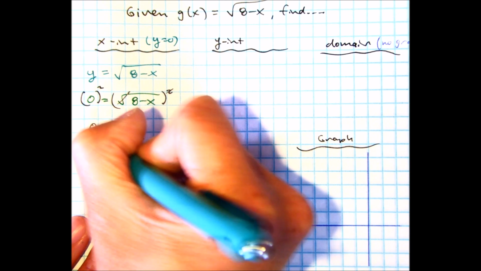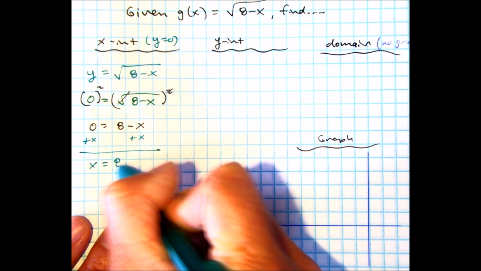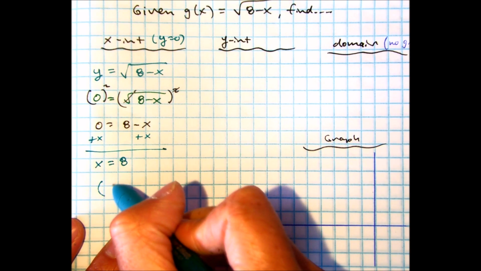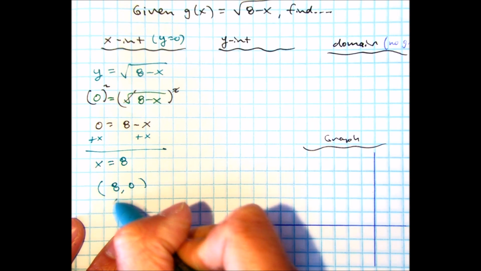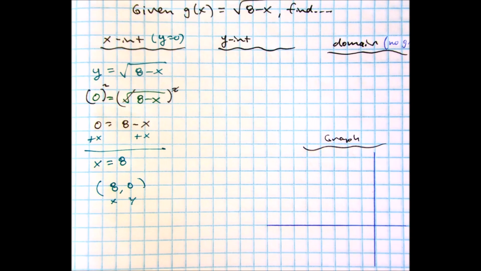I'm going to add x to both sides. x is equal to 8. Class, what's the ordered pair? 8, 0. Right, because your x is equal to 8.